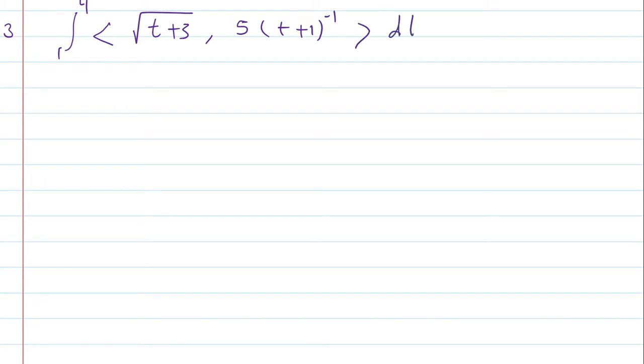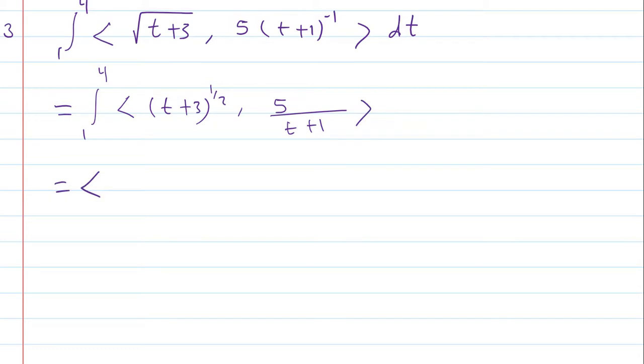Problem number 3, evaluate the definite integral from 1 to 4 of the vector valued function whose first component is square root of t plus 3, and the second component is 5 times t plus 1 to the power negative 1 dt. We can rewrite the vector valued function as t plus 3 to the power half, and here we have 5 divided by t plus 1. How can we perform this integral?